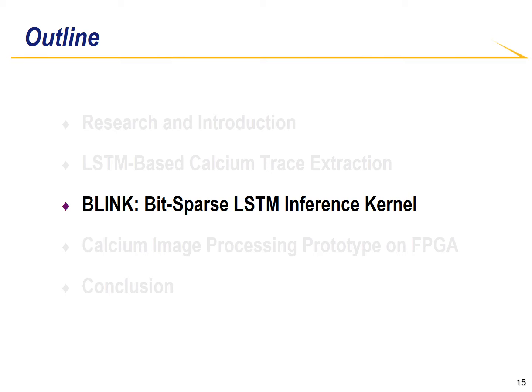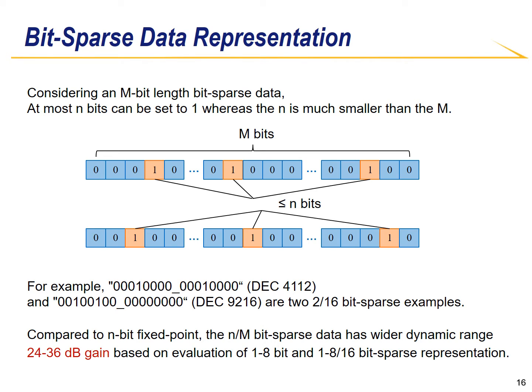Next, I would like to introduce our proposed Blink method. Blink is based on the bit-sparse data representation we proposed. In the bit-sparse representation, for an m-bit binary data, at most n bits can be freely set to 0 or 1, whereas the rest of the bits must remain 0. Since n is designed to be much smaller than m, we call this data representation bit-sparse.